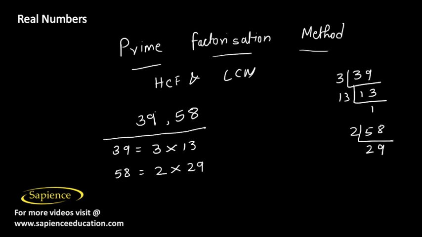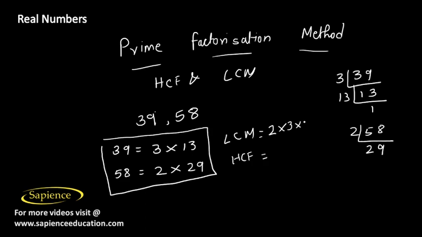So now we have found out the prime factors of both these numbers. Now we are going to find LCM and HCF from the prime factorization. For LCM, what we need to do is write all the prime factors, and for each prime factor, the highest exponent value, the highest power of each term, should be used. In this case, none of them have exponents, so we don't have to worry about that.